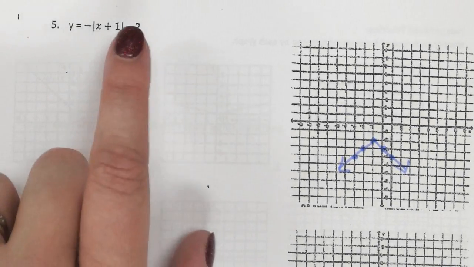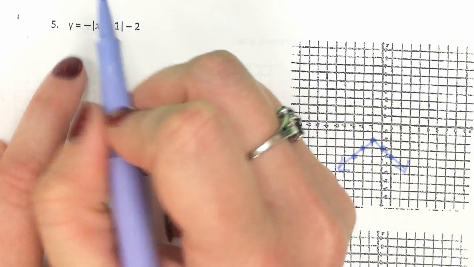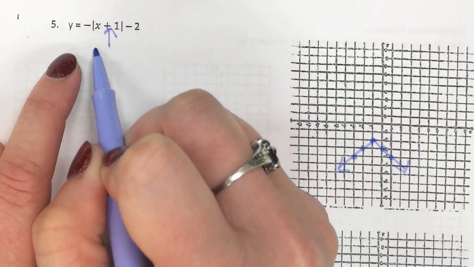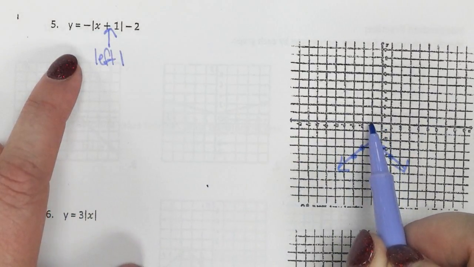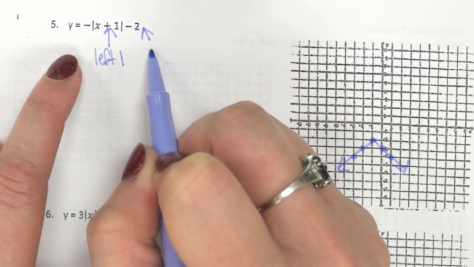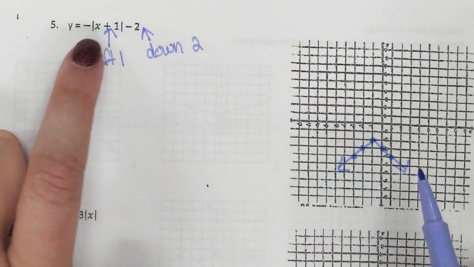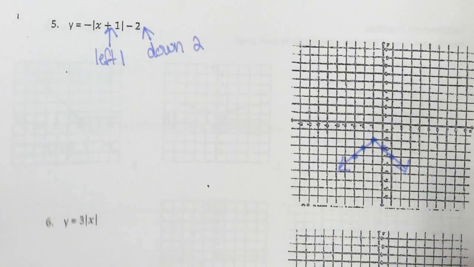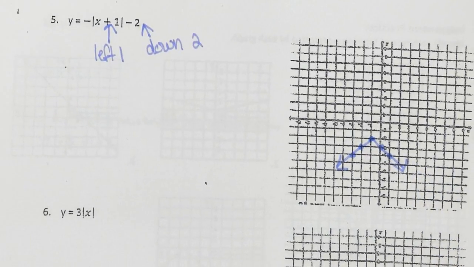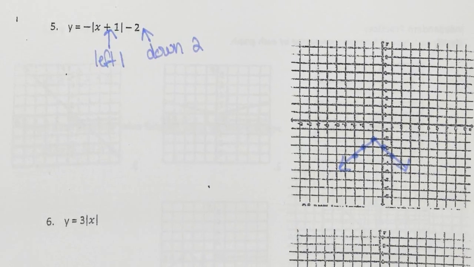You didn't go down 2. Looks like you went left 2. So you should have, this told you to go left 1. From the origin, you should have went left 1. And then this guy told you to go down 2. Yeah, you just switched them backwards. You okay? Jonathan, sorry.